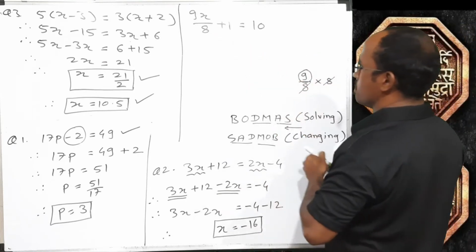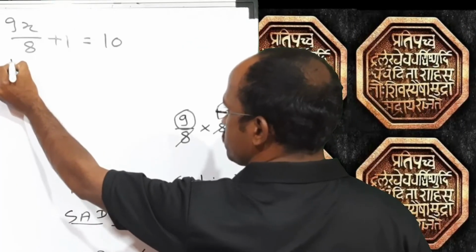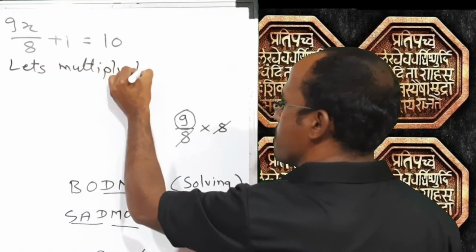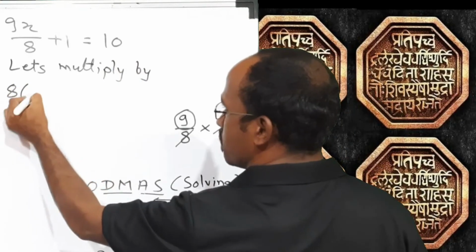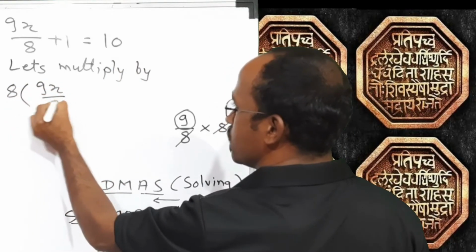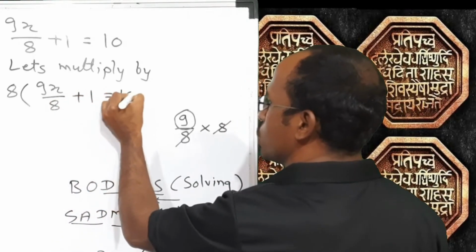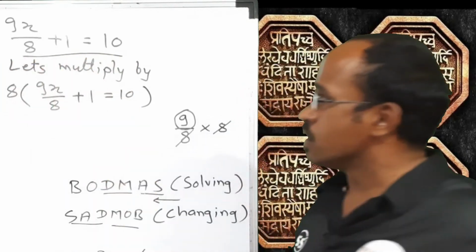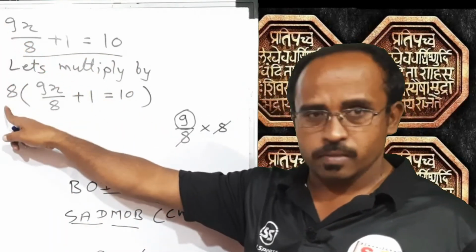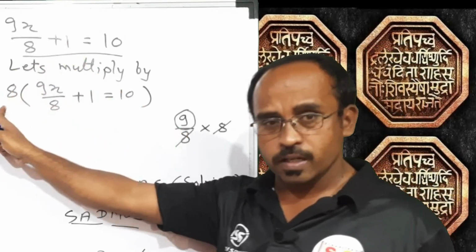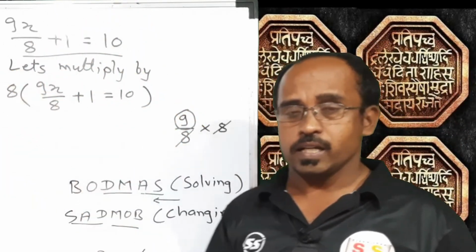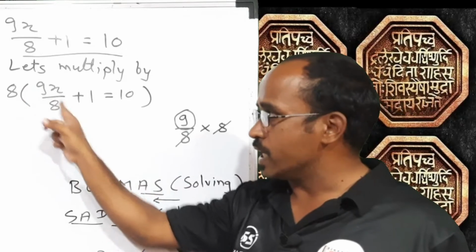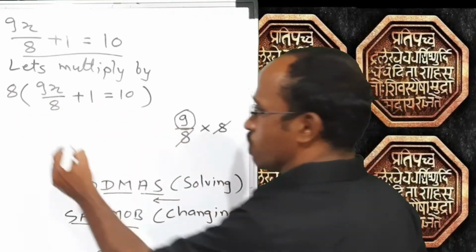So let's multiply this by 8. So 8 multiplied by 9x upon 8 plus 1 is equal to 10. We are multiplying this total equation: 9x upon 8 multiplied by 8 plus 1 multiplied by 8 equals 10 multiplied by 8. The whole equation we have to multiply by 8. So what will happen? 9x upon 8 multiplied by 8, the 8 will cut as shown here. So here only 9x will remain.